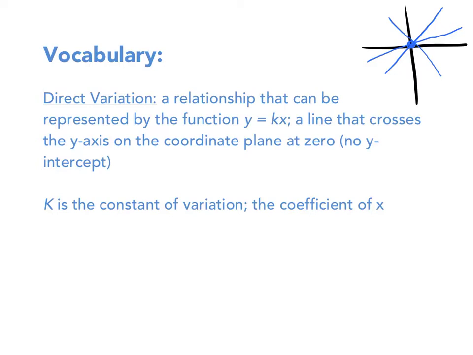That's it. And then k, the coefficient or the slope of the line, is called the constant of variation. So basically the slope of the line is the constant of variation.